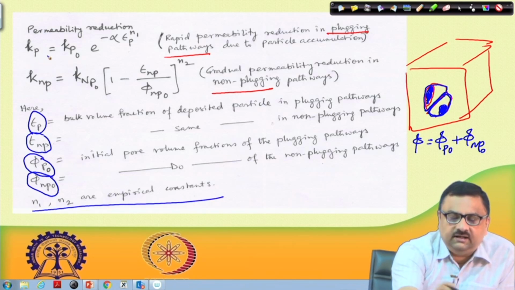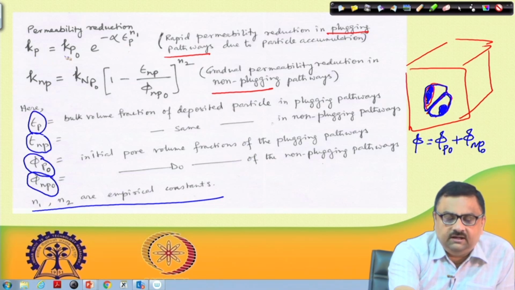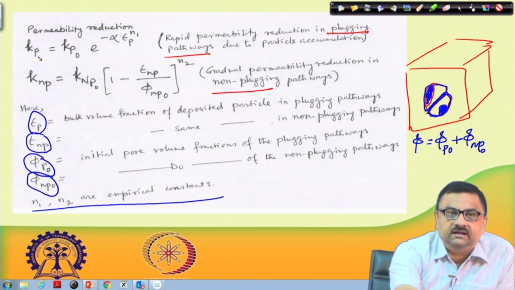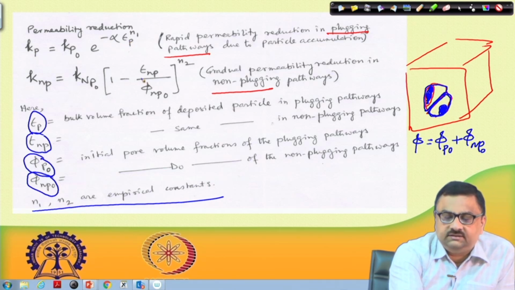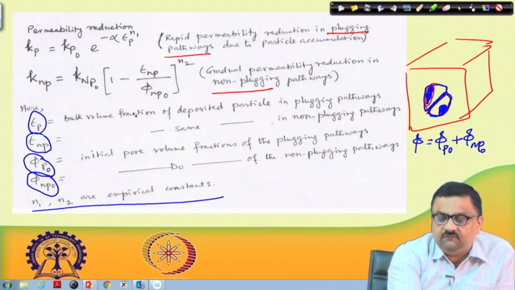So, you can see here the permeability at any time would be the initial permeability times e to the power, and then here it is epsilon P. So, what is the bulk volume fraction of deposited particle? It will decline exponentially, whereas here it is declining much more slowly. So, these are the permeabilities. It is in terms of non-plugging epsilon NP, the bulk volume fraction of deposited particle in non-plugging pathways.